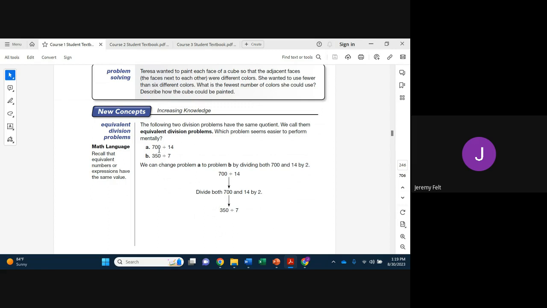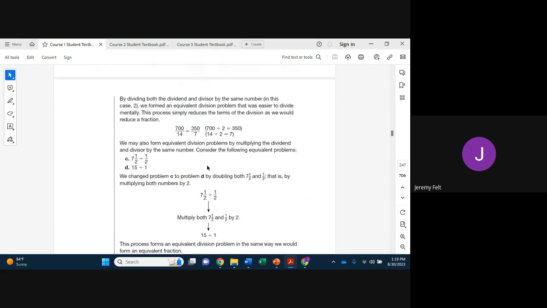But they're actually the same because we divided 700 by 2 and 14 we divided by 2, just like when we're dividing, in fraction form, we're just simplifying the fraction, the same thing we're doing here. So we divide both the dividend and divisor by 2, and we get 350 divided by 7, which is a lot easier.